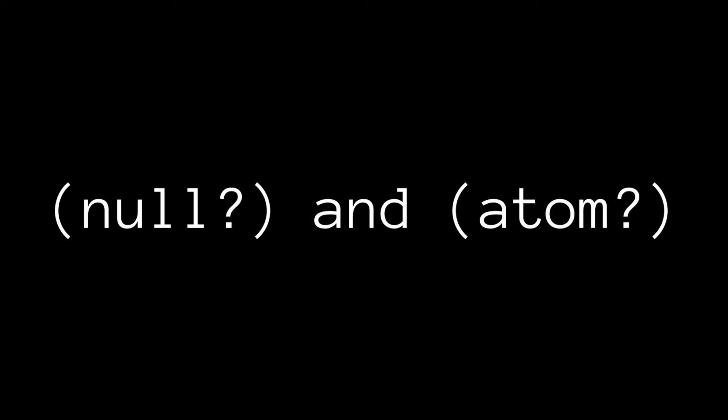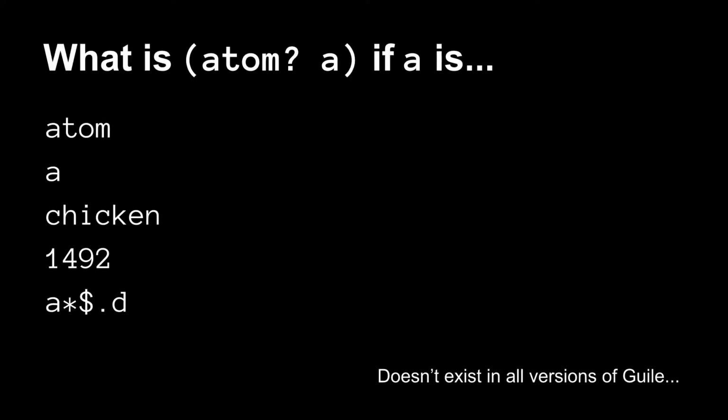So what's null and what's atom as functions? So atom, we've already asked this question earlier. If you ask the question atom of A, then this first one is true because atom is an atom. The next one is true because A is also an atom. The thing after that is true because chicken is an atom. Next one's true because 1492 is an atom, and that string is an atom.